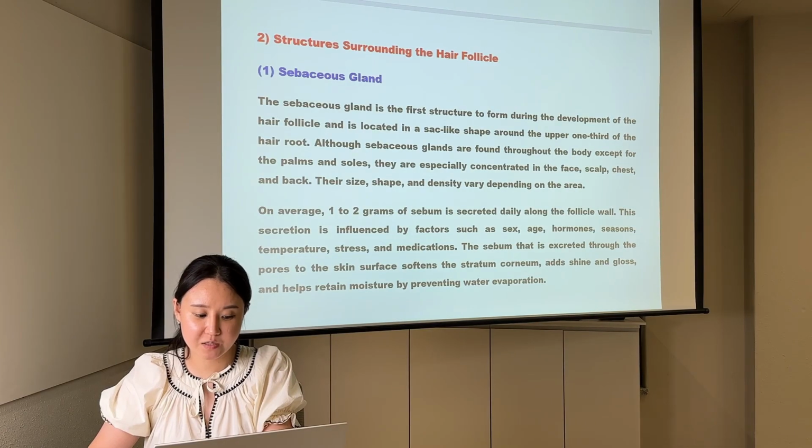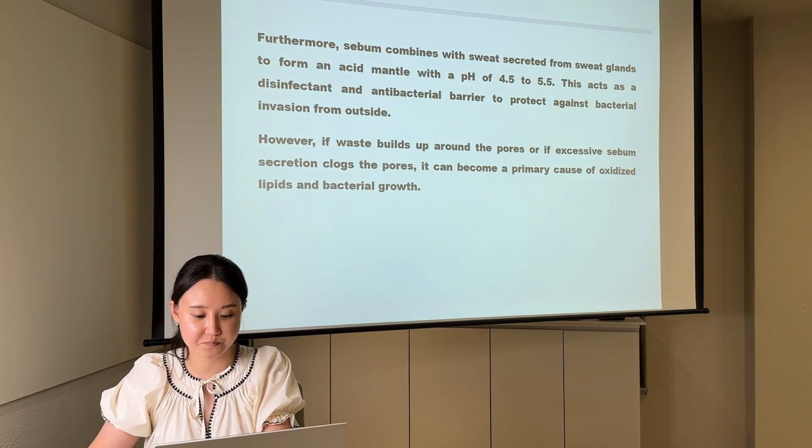In addition, sebum combines with sweat secreted from the sweat glands to form a sebum film with a pH of 4.5 to 5.5. This acts as a sterilizing and disinfecting barrier, preventing bacterial invasion from the outside. If waste accumulates around the pores, or if excessive sebum secretion blocks the pores and prevents smooth sebum discharge, it can become a major cause of oxidation, inflammation, and bacterial growth.